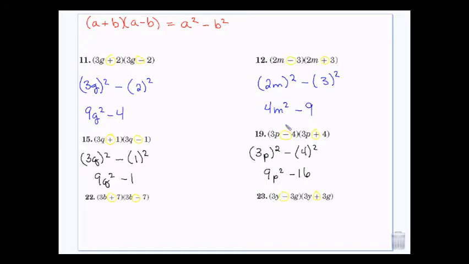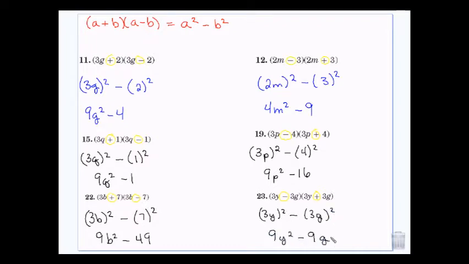You'll see I'm squaring the number and the variable. 3b, 3b, 7. So 9b squared minus 49. 3y, 3y. 3g, 3g. So 9y squared minus 9g squared.